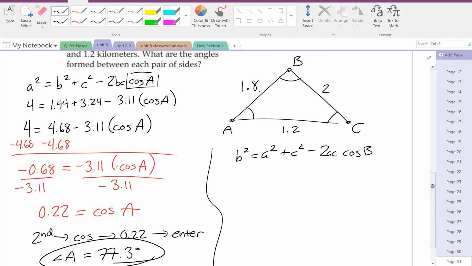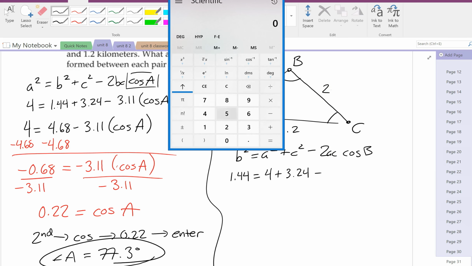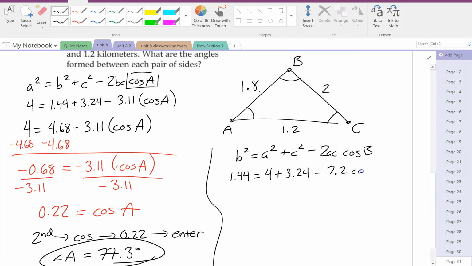Okay. Got to do some math again. I remember B squared is 1.44, A squared is 4, and C squared was 3.24. 2AC: 2 times 2 is 4, 4 times 1.8 is 7.2 times the cosine of B. So 1.44 equals 4 plus 3.24, that's 7.24, minus 7.2 cosine of B.